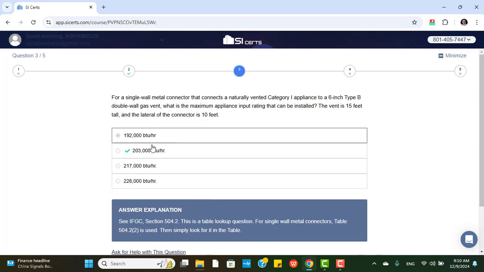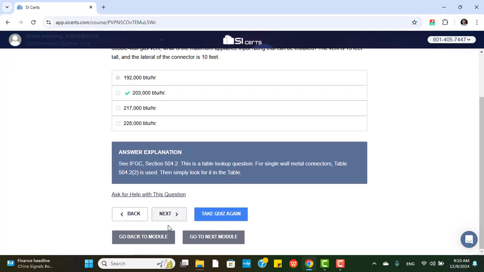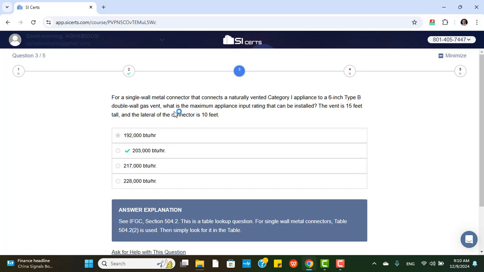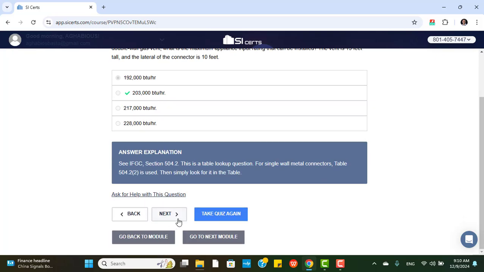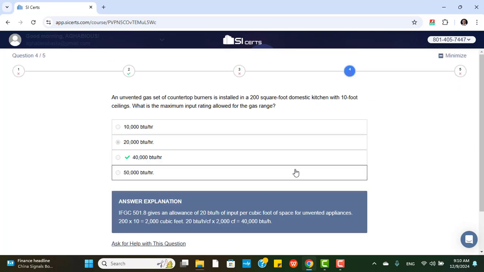This one will be 190. It's from the table in the International Fuel Gas Code, single wall. For a single wall metal connector that connects a naturally vented Category 1 appliance to a 6-inch Type B double wall gas vent, what is the maximum appliance input rating that can be installed? The vent is 15 feet tall and the lateral of the connector is 10 feet. Okay, let's go to the next question.